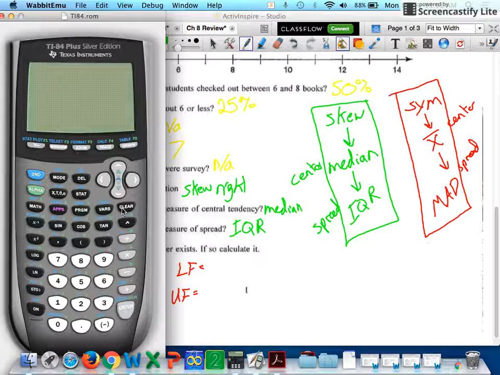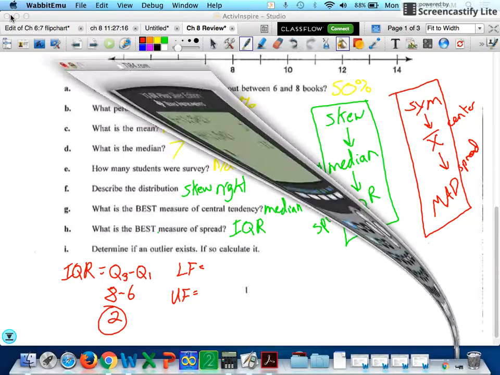Our lower fence is Q1, which was 6, minus 1.5 times our IQR, which was 2. So our lower fence is 3. Our upper fence is very similar. It's 8, which is our Q3, plus 1.5 times our IQR. So again, we used Q1 and minus, we used Q3 and plus, but this stayed the same. So our lower fence is 3, our upper fence is 11.